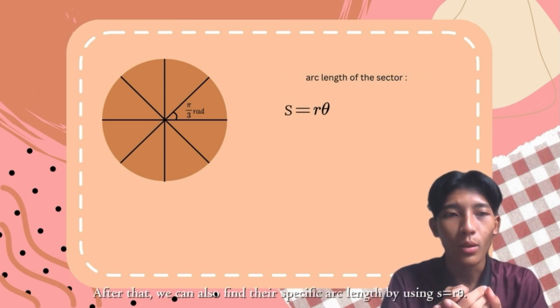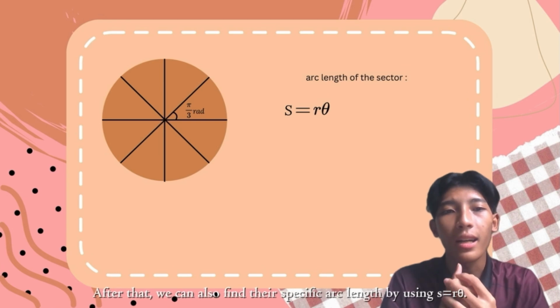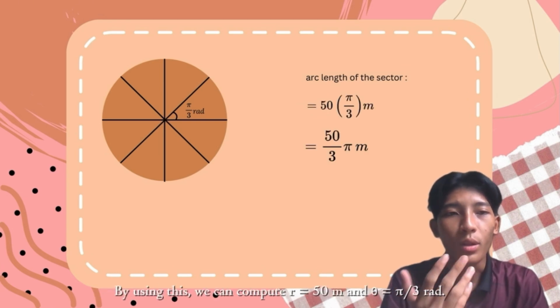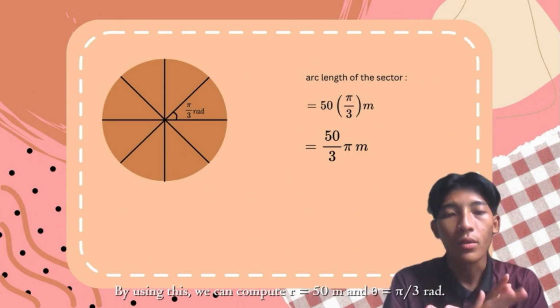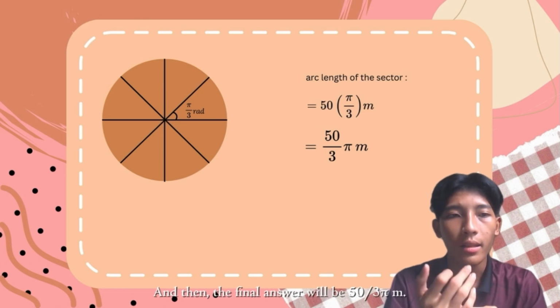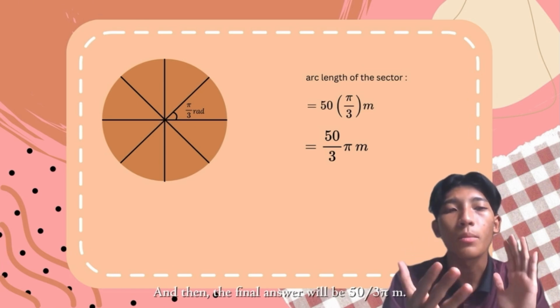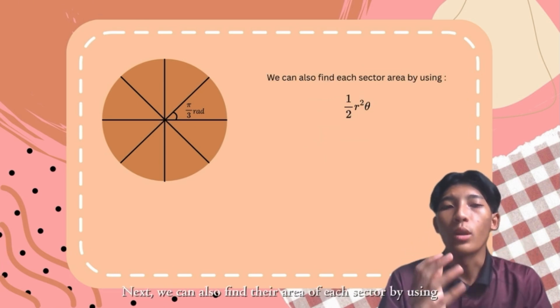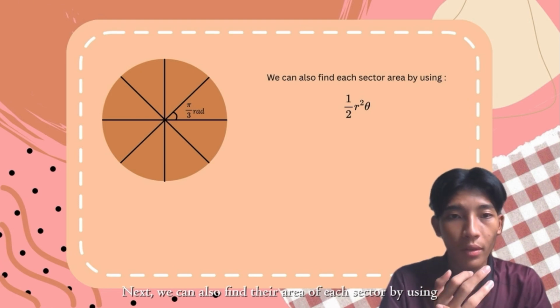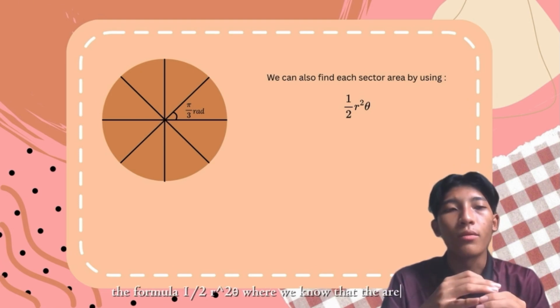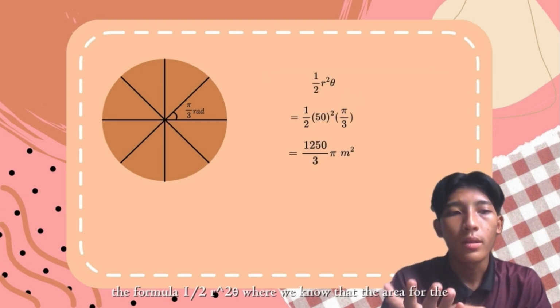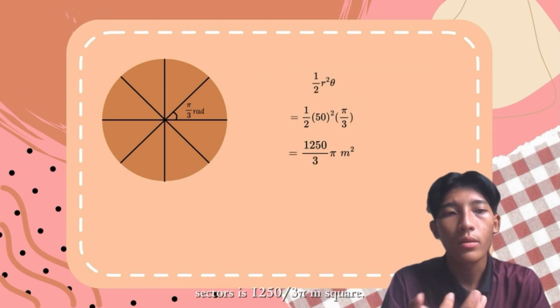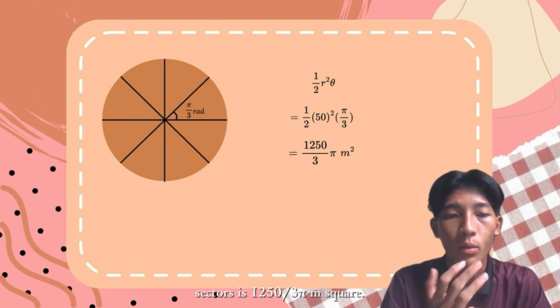After that, we can also find the specific arc length by using s equals r theta. By using this, we can compute r is equal to 50 meters and theta is pi over 3 rad. And then the final answer will be 50 over 3 pi meters. Next, we can also find the area of each sector by using the formula 1/2 r squared theta, where we know that the area for the sector is 1250 over 3 pi meter squared.